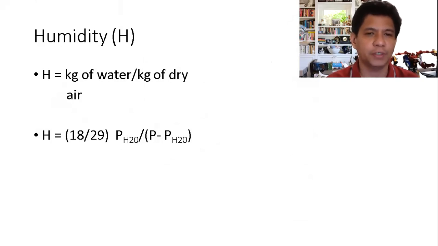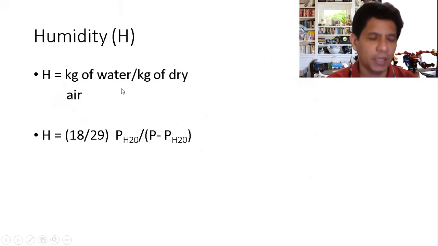Okay. So first, humidity. Humidity, or H, is simply defined as kilogram of water per kilogram of dry air. When you say dry air, this means it only contains oxygen and nitrogen, and it contains no amount of water. So this is the definition of humidity: kilogram of water per kilogram dry air.